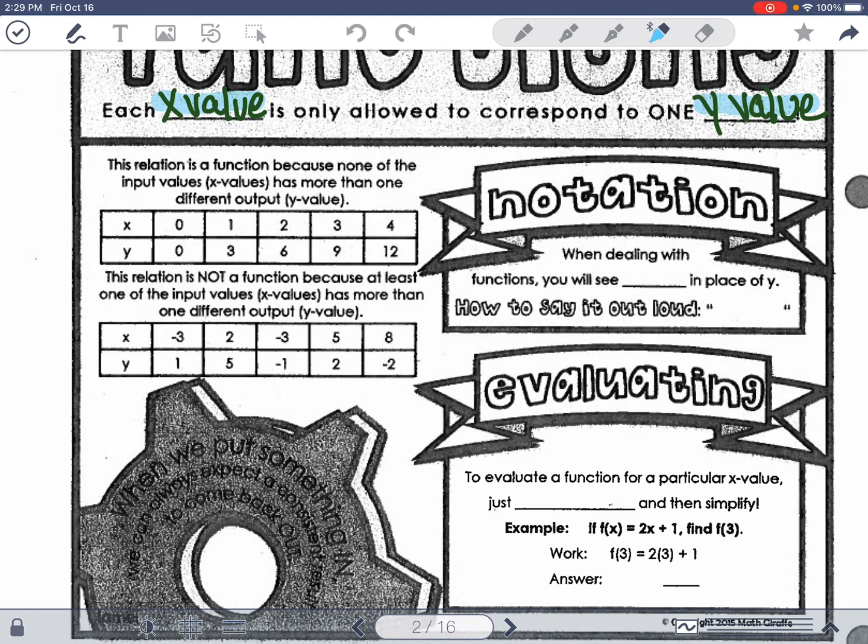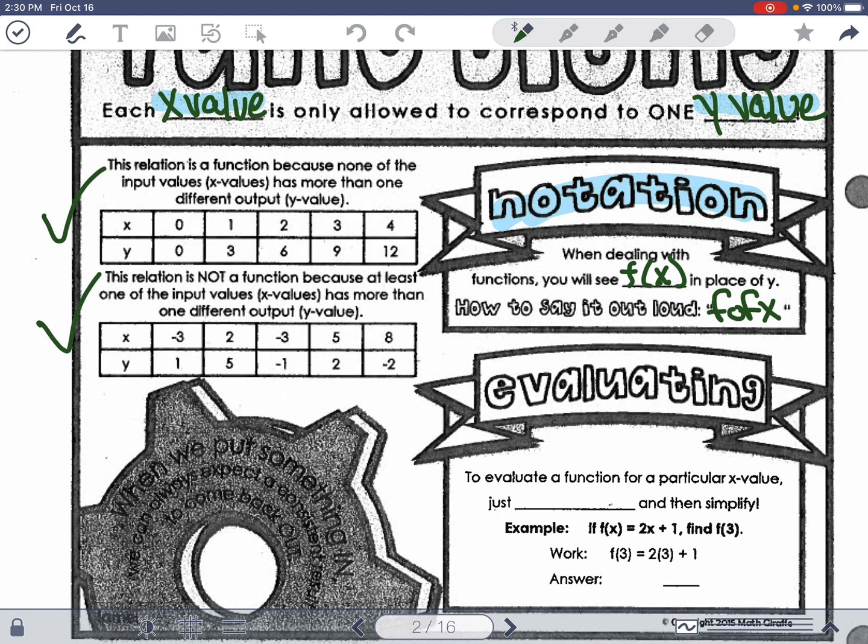Okay, let's talk about function notation. Sometimes you will see this f in place of y, followed by parentheses with x, and it's pronounced f of x. But that is put in place of y. So a function of x gives you y. Let's take a look at these two examples and see if they are functions.